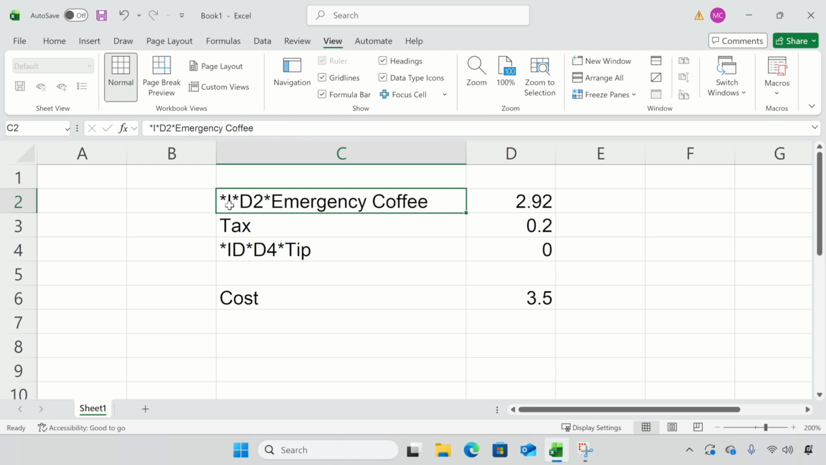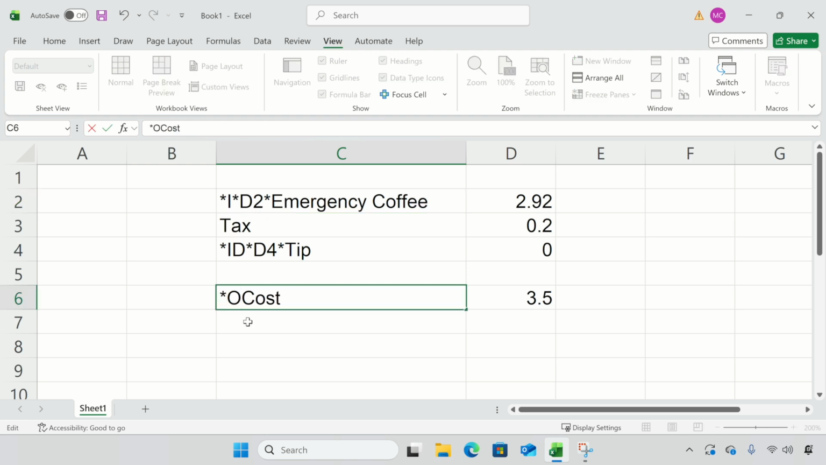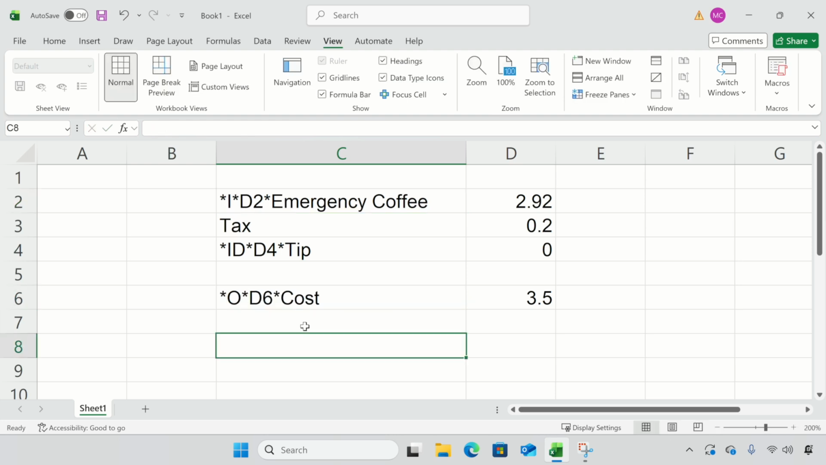Tax stays constant, because the government, unlike floating point numbers, rarely surprises us mid-calculation. And the output, the cost, gets *O*D6*, output at D6. We now have input, price; constant, tax; input with default, tip; output, total cost. And those tiny tags are all Codcel needs to convert this spreadsheet into real Python code.